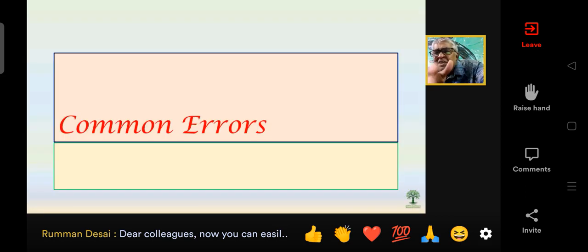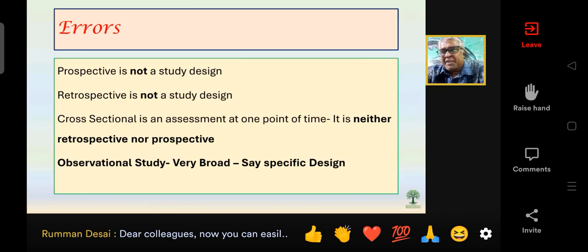So having looked at some of the common designs and just the key elements or the key parts of the designs, let's look at what are the common errors that are coming from a dissertation perspective, or even from the perspective of writing these up as a paper. Just a few common errors. We see things like, I did a prospective study. Now, prospective is not a study design. We need to be more specific. Prospective is an element of time. It says I started now and I went into the future with that. Retrospective is also not a study design.